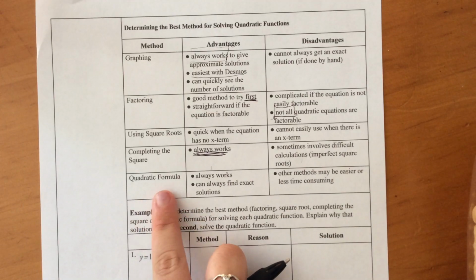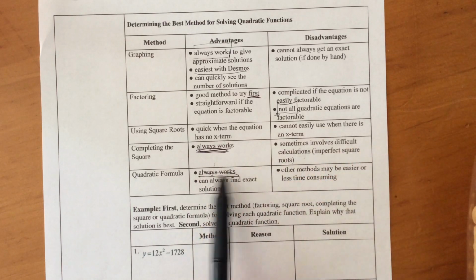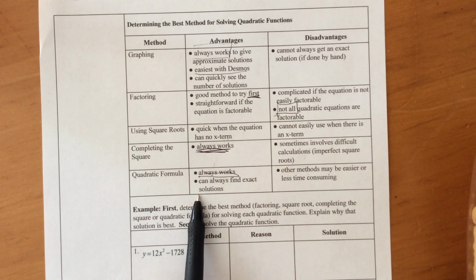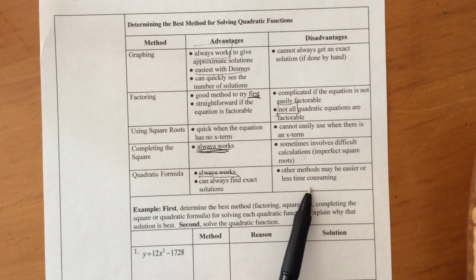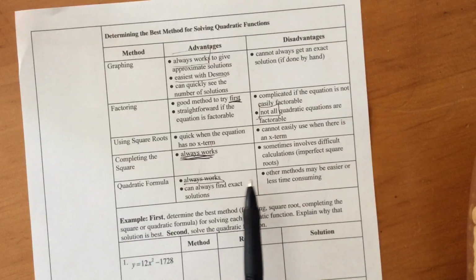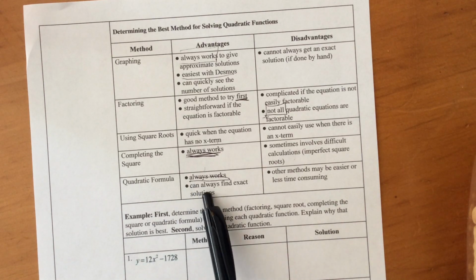And the last one that we learned was the quadratic formula. Once again, this one always works as well. You can always find the exact solutions. However, some disadvantages: other methods may be easier or less time consuming. And you might make more mistakes because you have to make sure you have the correct negative signs, multiplying, all of that. But when done correctly and when you follow the equation, it will always work to give you the correct answers.